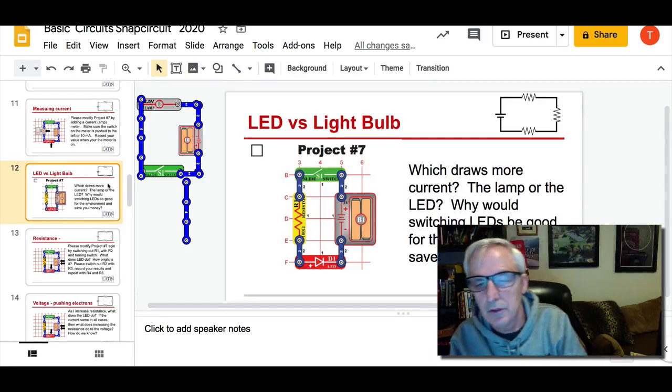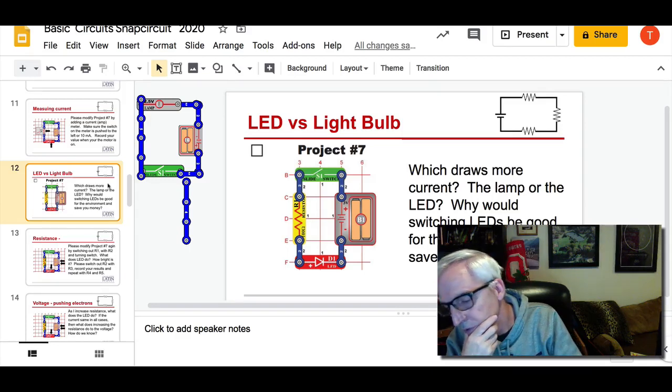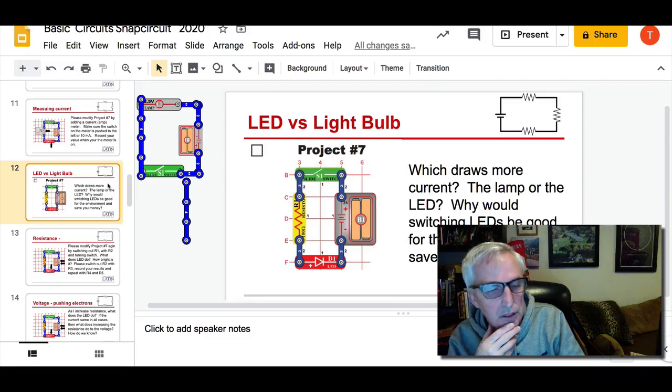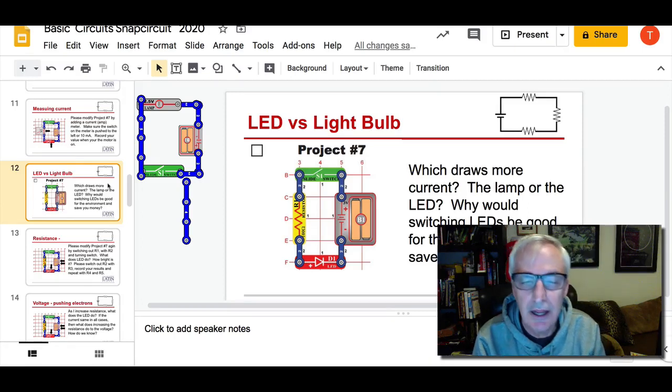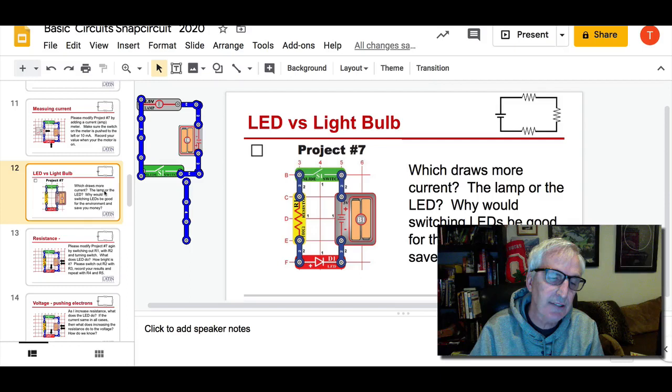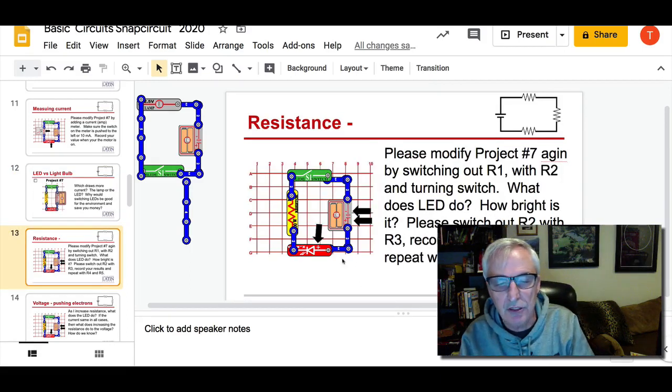Next question. Which draws more current? Notice the word draws. So the current will come in as much as you ask for it. So the lamp or the LED? Why would switching to LEDs be good for the environment and save you money? Now, once you get that answered, the next thing we're going to do is talk about resistance. So basically, same thing as before, positive to positive, and LED negative to negative, making sure the LED works.